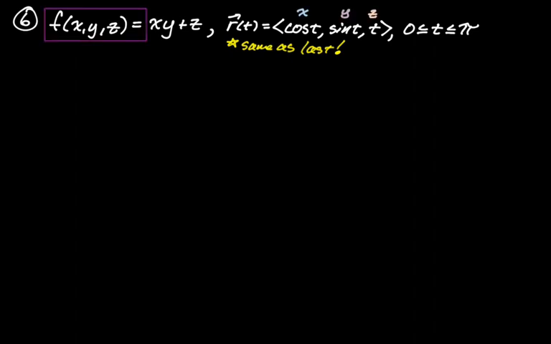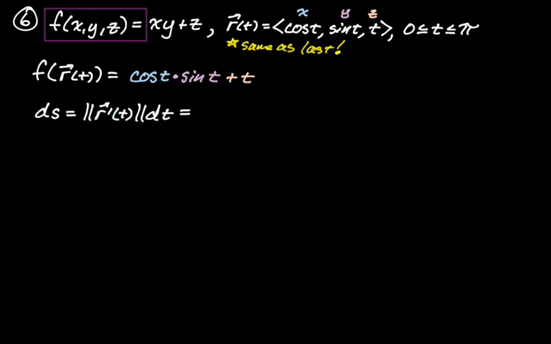So f of r of t for this scalar function is going to be x is cosine, y is sine, so cosine sine, and then z is just t. So cosine t, sine t, plus t. And then that doesn't really simplify, although I do think I'm going to do something when we integrate this thing. Now, the relevance of this being the same as the previous one is that ds, which is the magnitude of r prime of t dt, we found in the previous problem was just root 2 and then dt. The reason for that is that you're doing the square root of negative sine squared plus cosine squared plus 1. And sine squared plus cosine squared is 1, so that's 1 plus 1 is 2, square root of 2. That's where that came from.